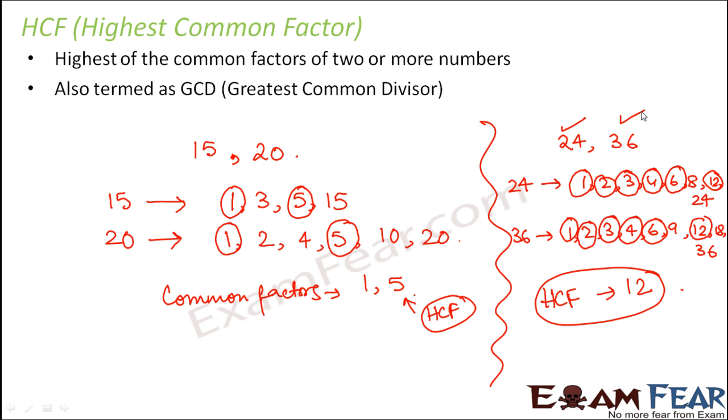Okay, so let me quickly recap. What is HCF? HCF denotes that number which divides two or more numbers exactly, and it is the greatest possible number which can divide two or more than two numbers exactly. For example, in this case, 5 is the greatest possible number which can divide 15 and 20 exactly. 12 is the greatest possible number which can divide 24 and 36 exactly. And that is what HCF is. Where do we need this? We will learn about that very soon.